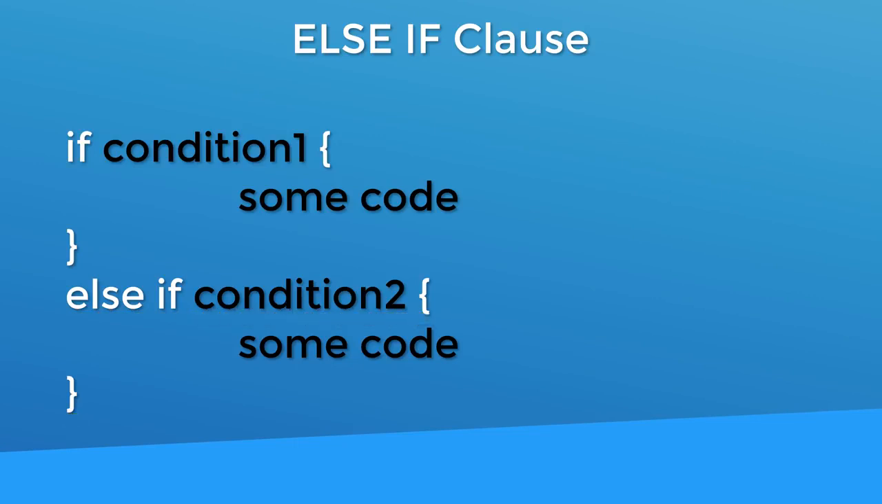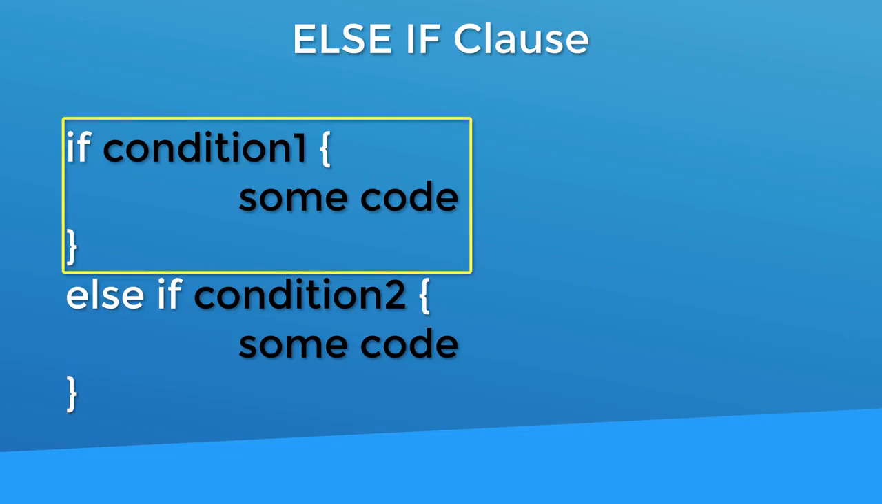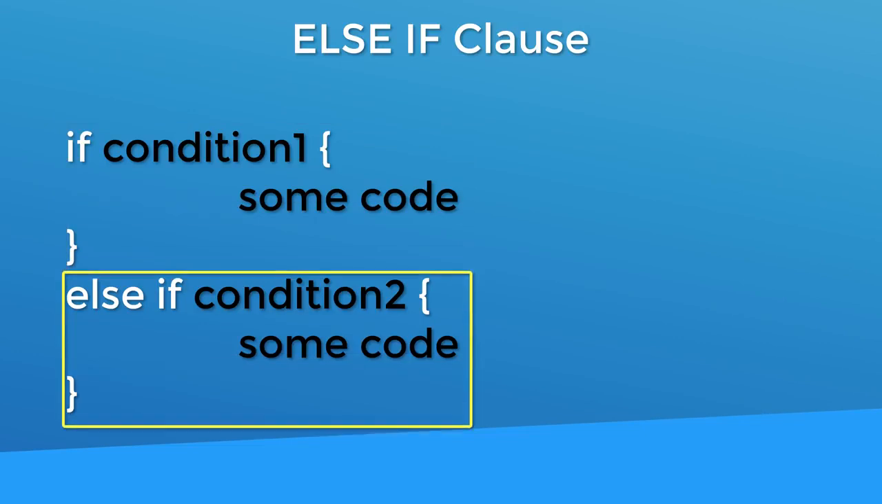Now what's going to happen here is that it's going to check your first condition in your if branch. If that happens to be false, it's going to skip right down and it's going to check the condition in your else if branch.